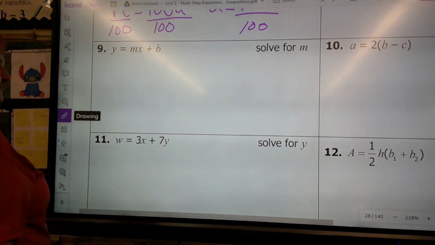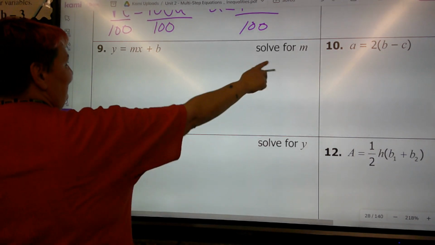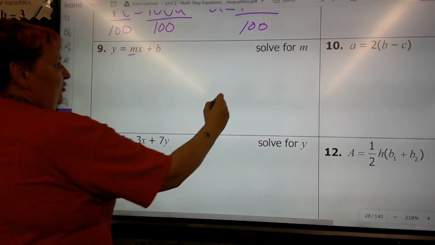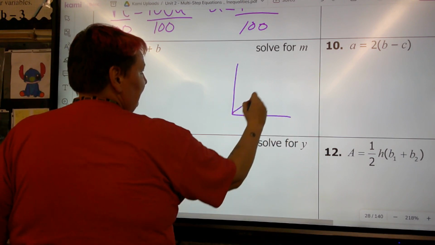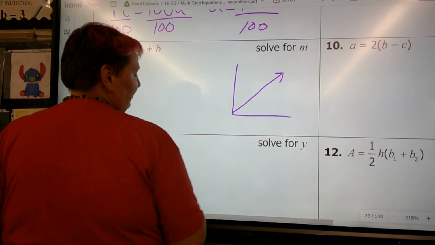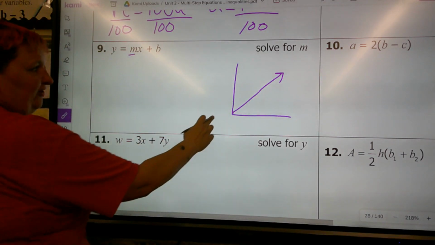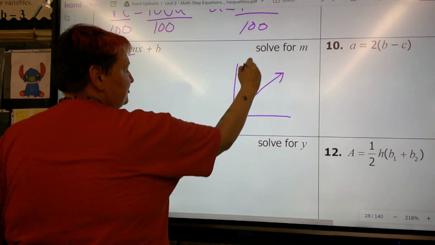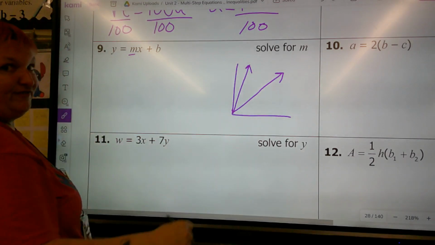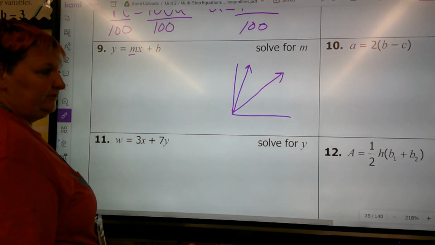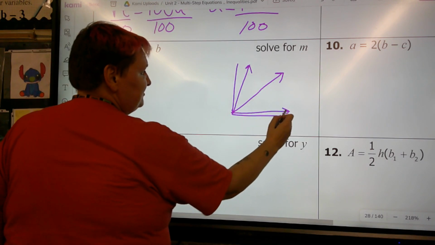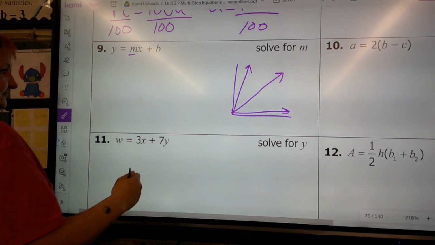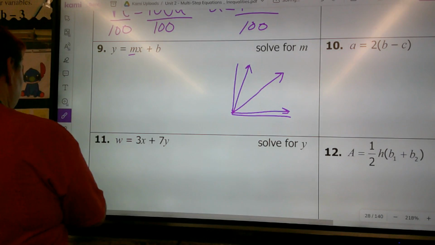Y equals mx plus b. We'll get there. Solve for m. M is your slope. Slope is how steep your line is on a grid, on a coordinate plane. Right? Slope is how steep it is. If the line goes straight up and down like this almost, that's very steep. It's going to have a high slope. If it goes low like this and it barely has a slope, this is going to have a low slope, right? Just for the future.